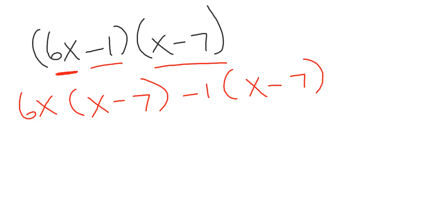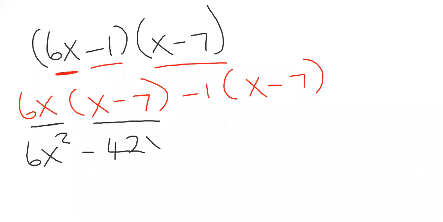Then remove the brackets. Now, removing the brackets, the 6x here multiplies everything that is inside the brackets. So it means we have 6x times x, it gives us 6x squared. Then 6x times 7 gives us 42x minus, then we go this side, negative 1 multiplied by x gives us negative x. Then negative 1 times negative 7 gives us a positive 7.